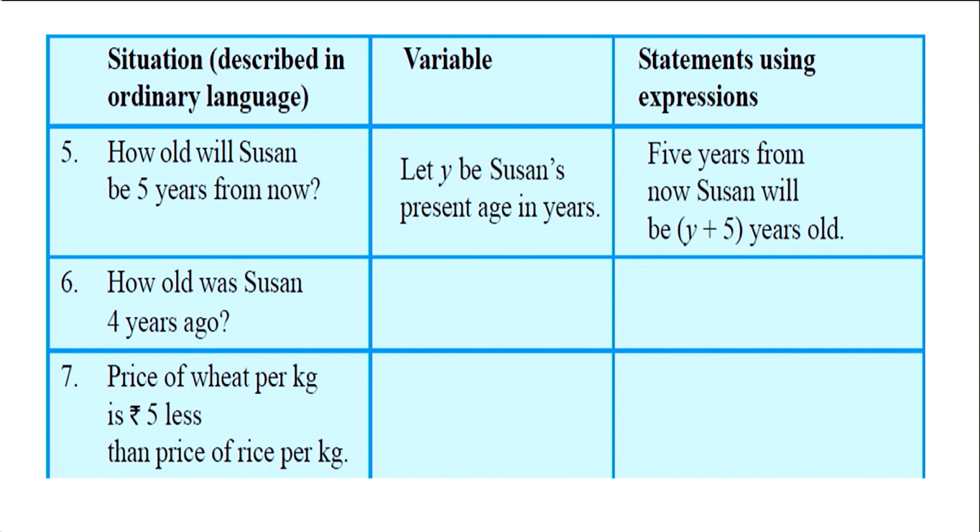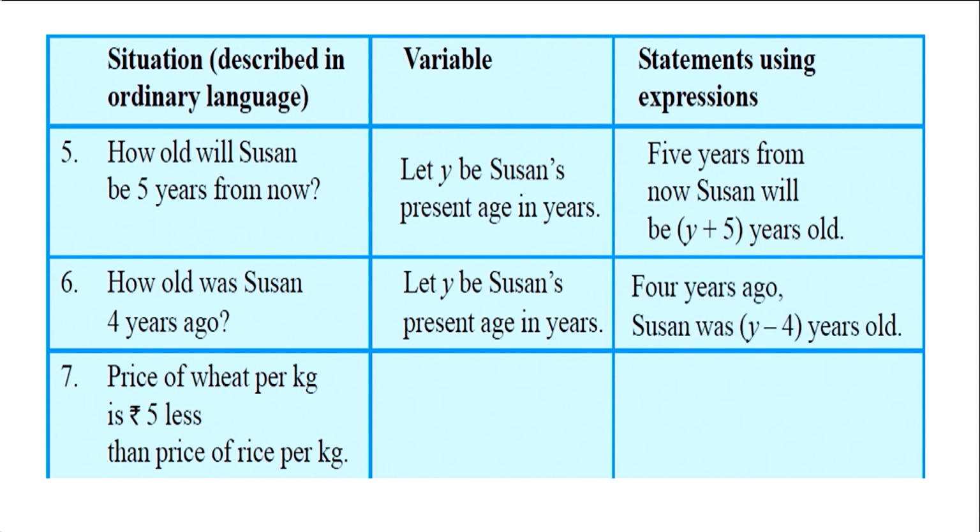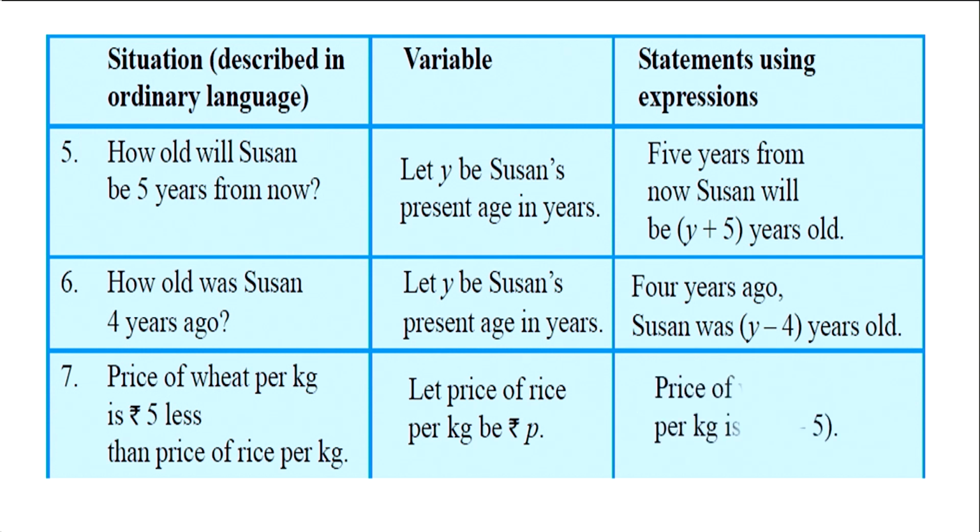How old was Susan 4 years ago? What is her age before 4 years? Yes. If we again consider Susan's age as y years, then her age will be y minus 4 years. Let us come to the 7th example. Price of wheat per kg is rupees 5 less than the price of rice per kg. How to write this? If we consider the price of rice per kg to be rupees p, then the price of wheat per kg will be p minus 5 rupees.